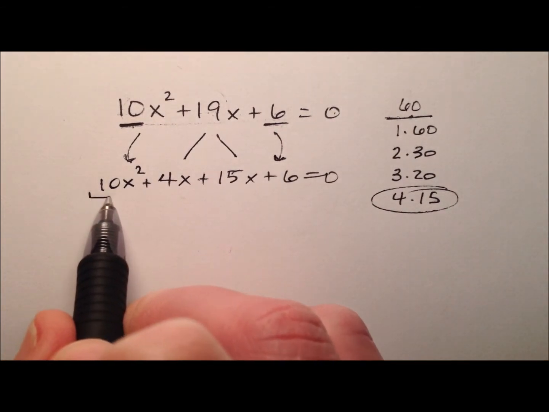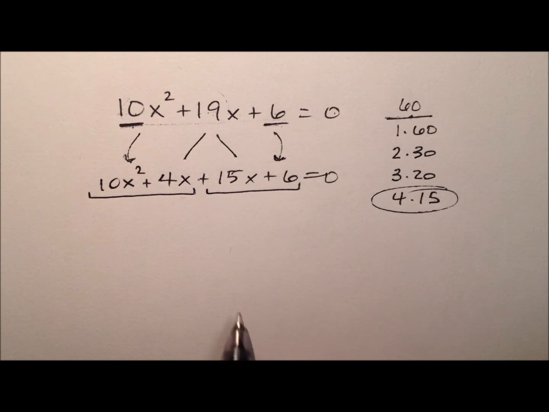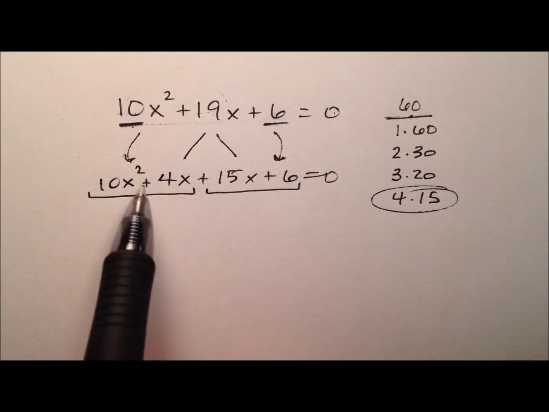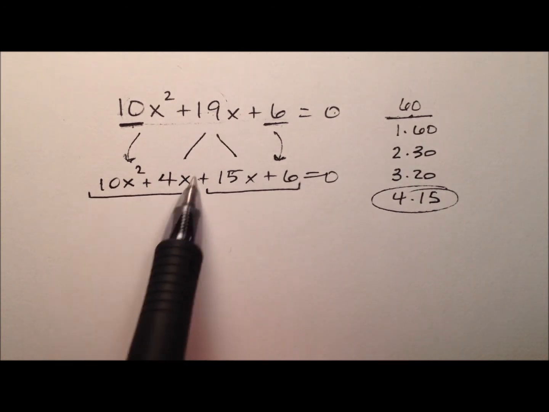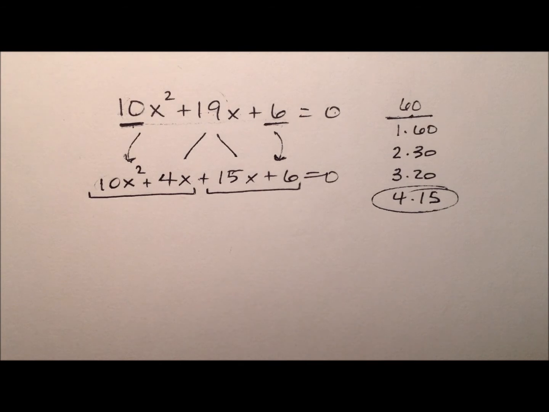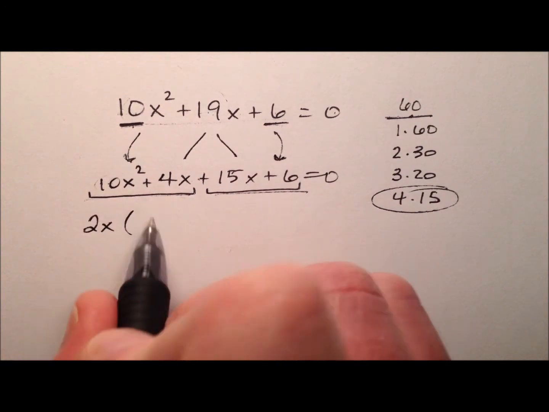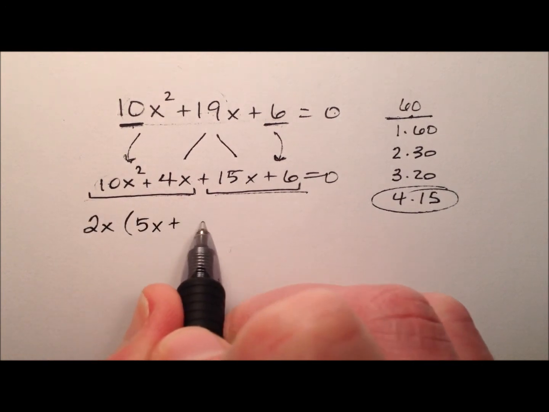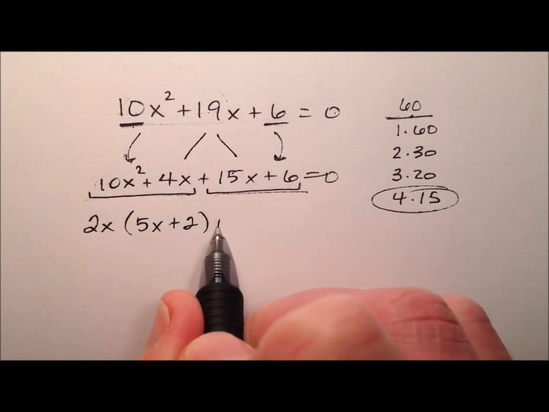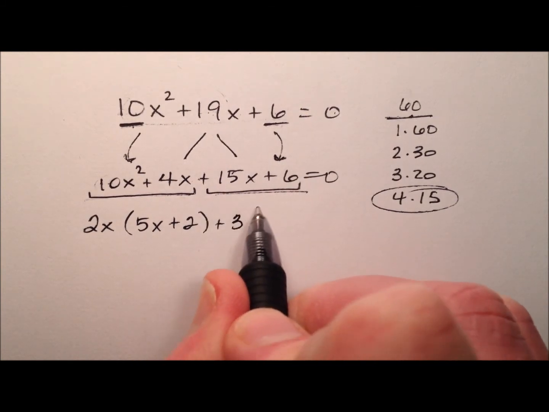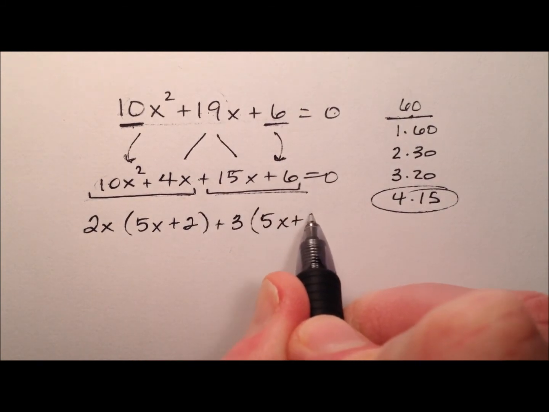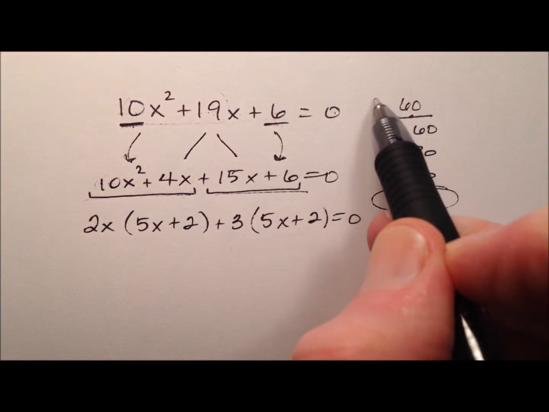And what we're going to do now is factor by grouping. Because we have 4 terms, we'll group them into two groups of 2 terms each. Take the greatest common factors out of each one. So it looks like 2x here, which will give us a 5x plus 2. And this one looks like probably 3. So 5x plus 2, and that equals 0.